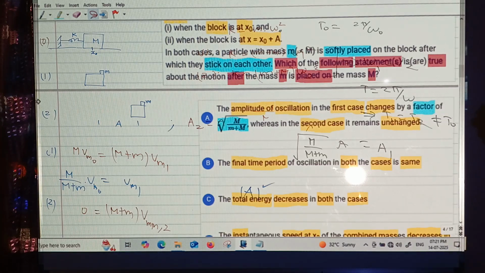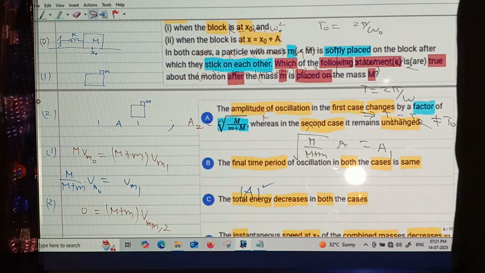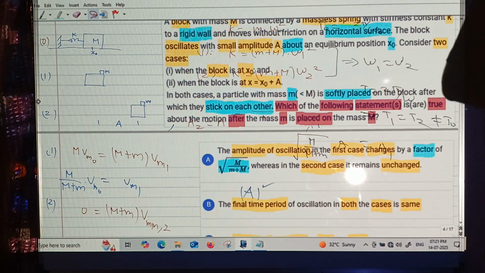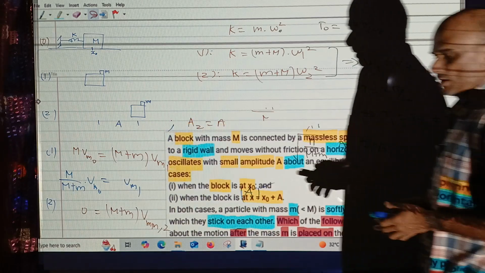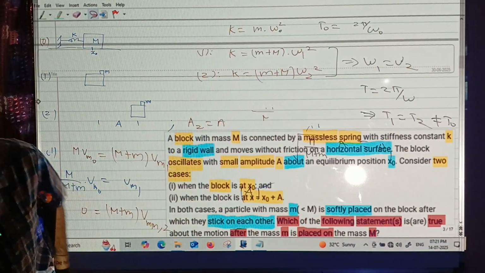Option C: the total energy decreases in both the cases. Total energy I can get in two convenient ways. One is the energy at the extreme position.